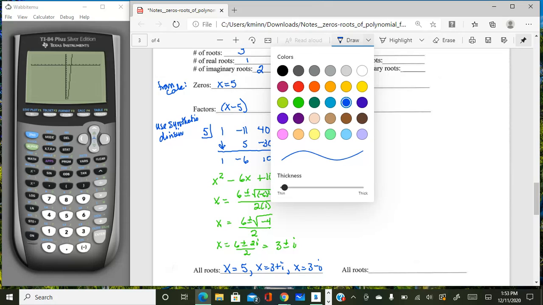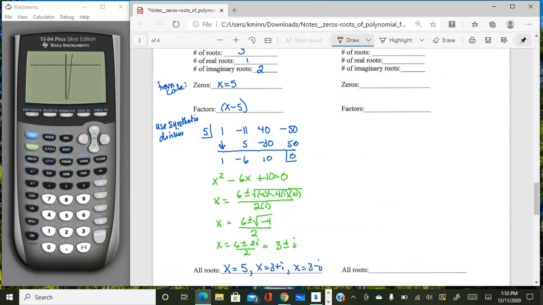Last but not least, just to be very clear, when we rewrite this, this becomes a factor. So our 2 factors are x minus 5 and x squared minus 6x plus 10. Every time we do synthetic division, what we end up with will be a factor and written in factored form.